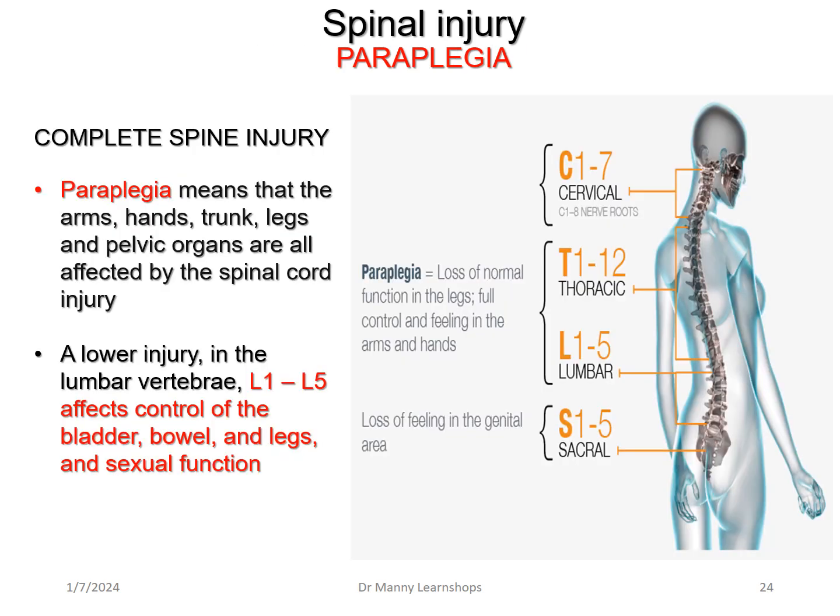When it comes to paraplegia, para, 2, it means that typically it affects your lower body. Above the lesion is okay. Below the lesion is problematic. So, paraplegia means that the trunk, legs, and pelvic organs are affected by the spinal cord injury. And a lower injury is in the lower lumbar vertebrae, L1 typically to L5.